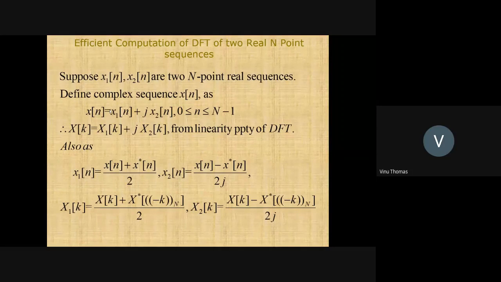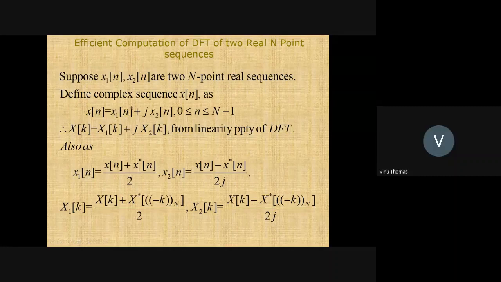How many stages are there for an FFT processor? Log n to the base 2. So how many multiplications are there per stage? There will be n by 2 multiplications per stage, into log n to the base 2, the total number of stages. So n by 2 log n to the base 2 would be the total number of multiplications, right? So if you are given x of n, computing x of k will require n by 2 log n to the base 2.